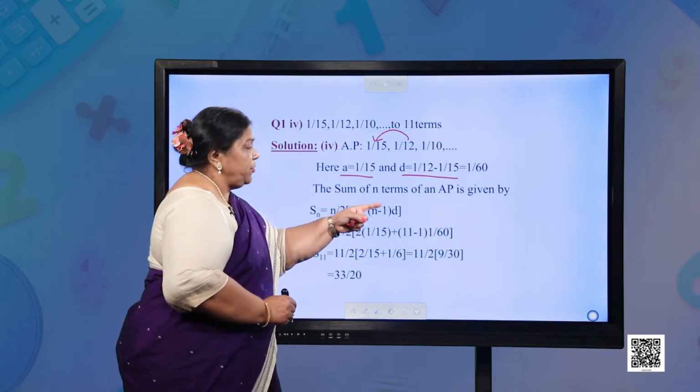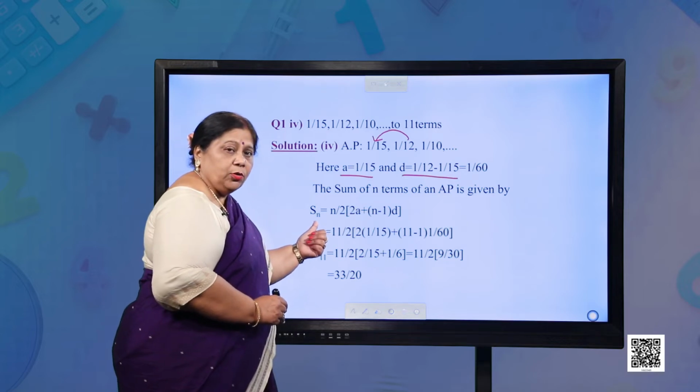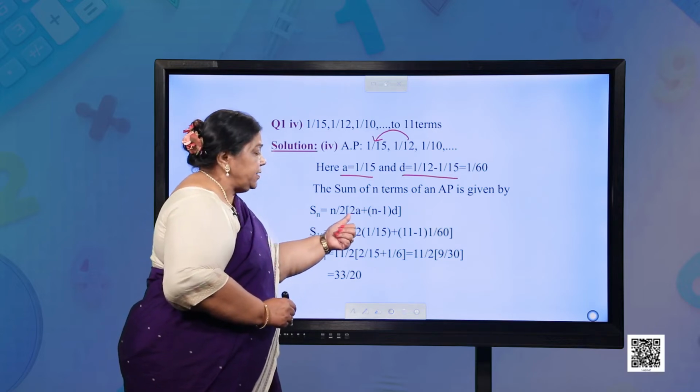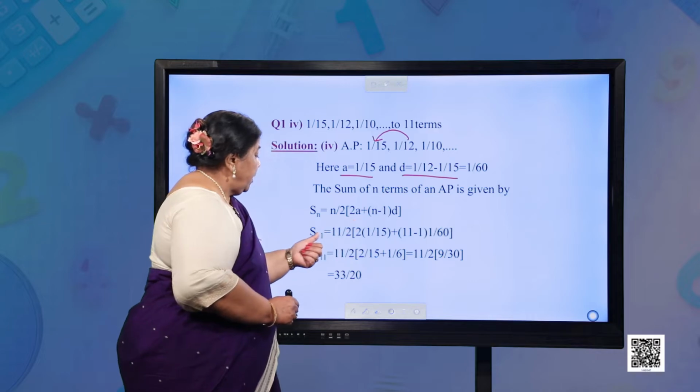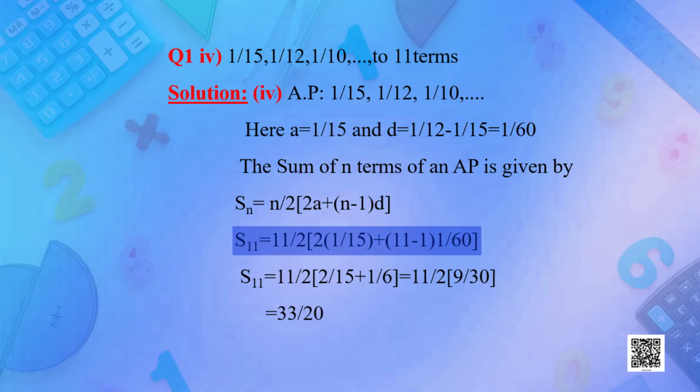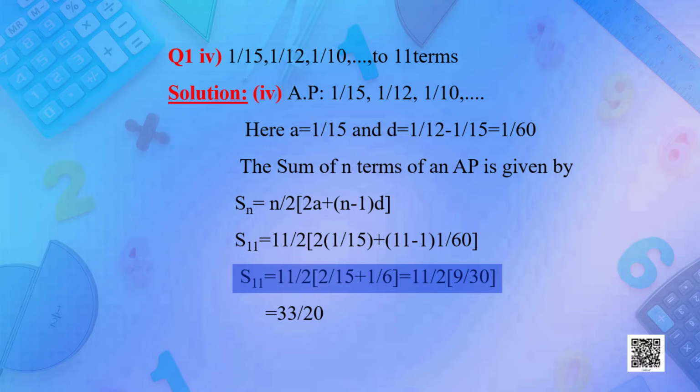Sum of the n terms of an AP is given by the formula Sn is equal to n upon 2 into 2a plus n minus 1 into d. So S11 is equal to 11 upon 2 multiplied by 2 into 1 upon 15 plus 11 minus 1 into 1 upon 60, that is equal to 11 upon 2 into 2 upon 15 plus 1 upon 6, that is equal to 11 upon 2 into 9 upon 30, which on simplification gives us 33 upon 20.